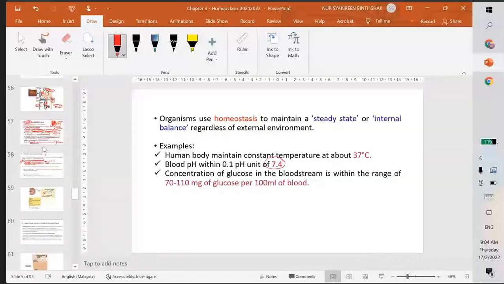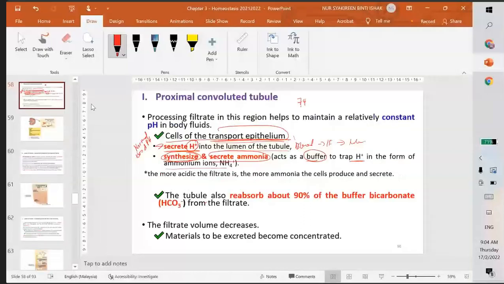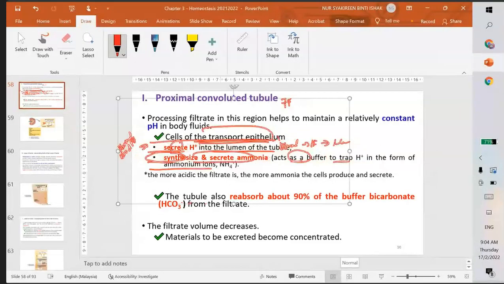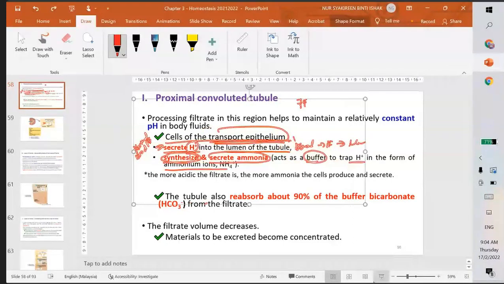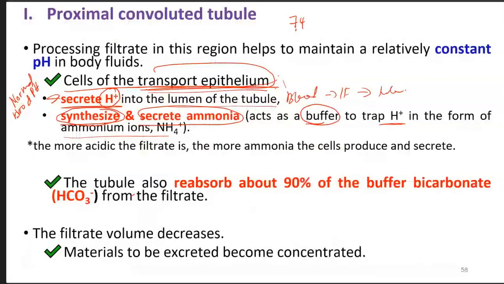So that is the function of the transport epithelium, to synthesize a substance that will become a buffer, that will bind with the hydrogen ion from the blood and form ammonium ion. So transport epithelium, which is the cells surrounding the proximal tubule, will synthesize and secrete ammonia that will bind hydrogen ion from blood. So if your blood has a high concentration of hydrogen ion, or if your blood is acidic, this excess hydrogen ion will enter into the proximal tubule through the process of secretion.